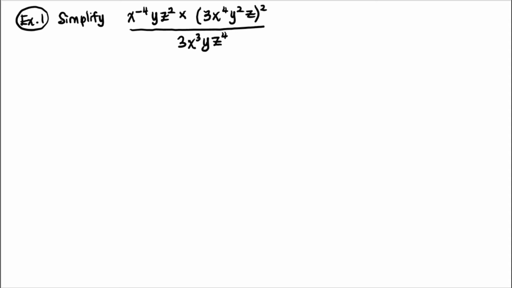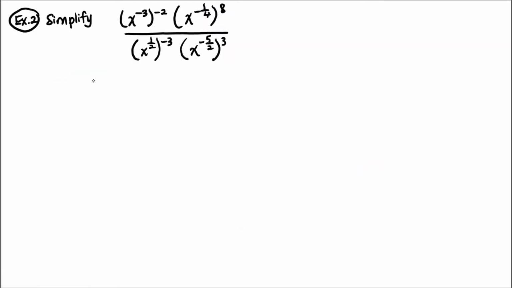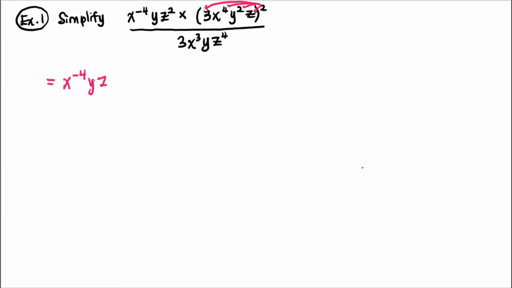So we can actually, all right, so we know that this power of 2 will go to 3, will go to 4, will go to y, and we go to z, something like this. So we can actually simplify this as x to the power of negative 4, y z to the power of 2 multiplied with, right, now we have 3 to the power of 2, y to the power of 4 multiplied with 2, we get 8, z to the, that one is x, y to the power of 2 multiplied with 2, we get 4, z to the power of 1 multiplied with 2, we get z2, divided by 3, x to the power of 3, y, z to the power of 4.